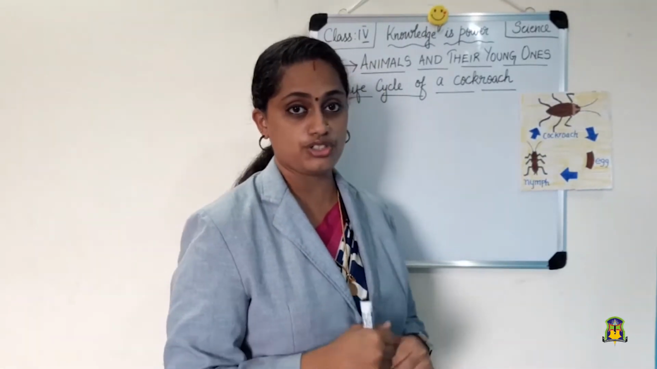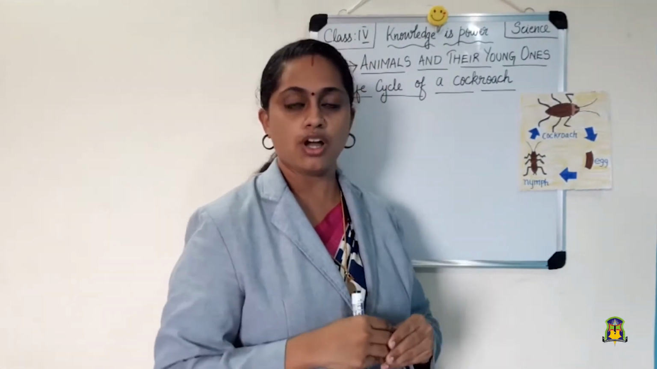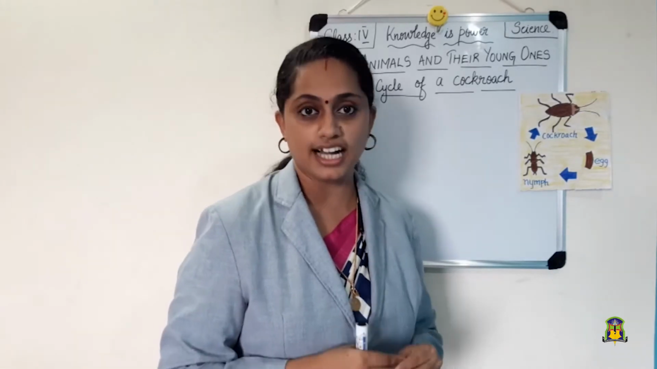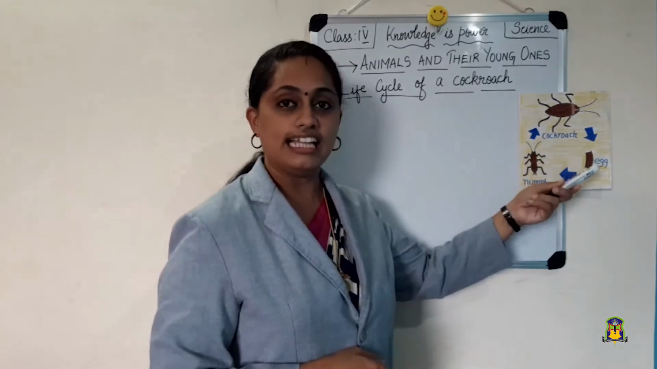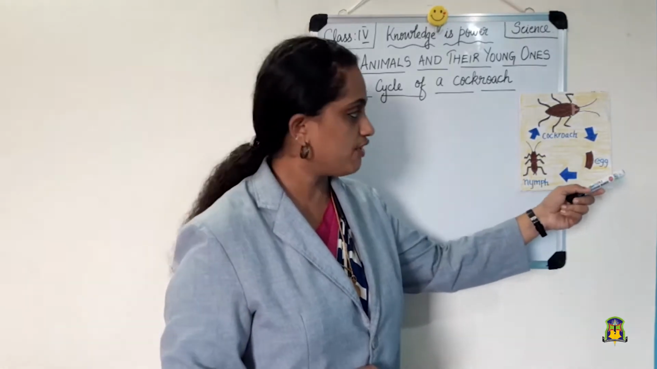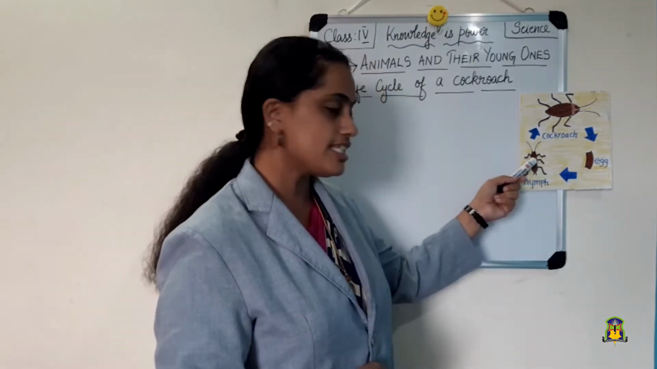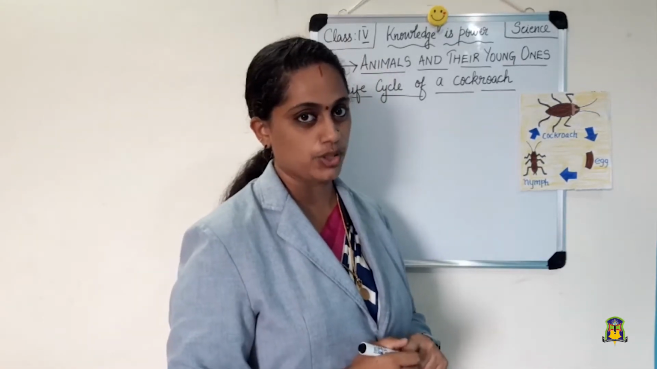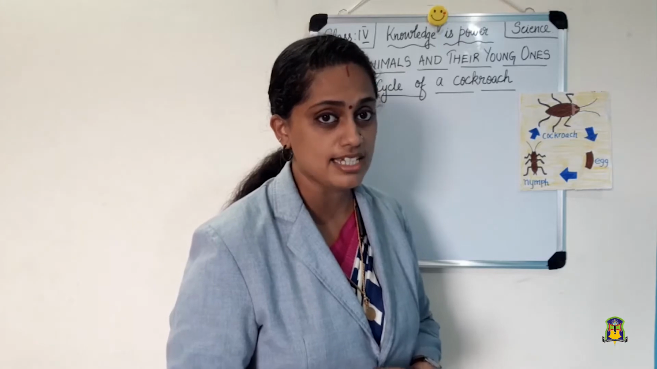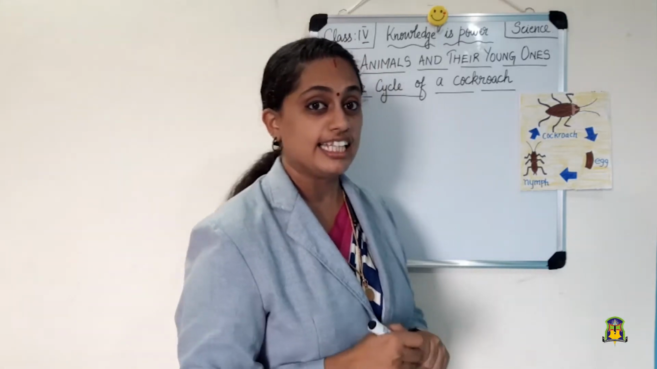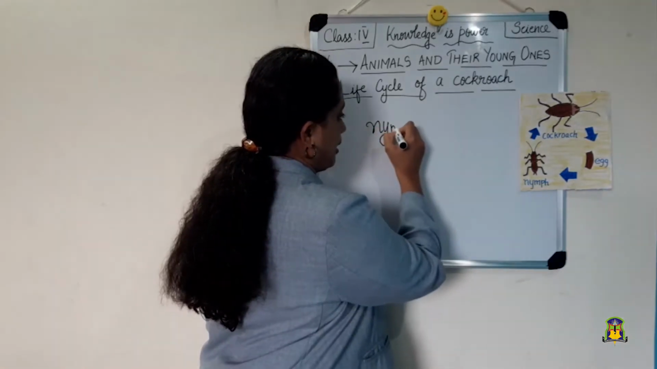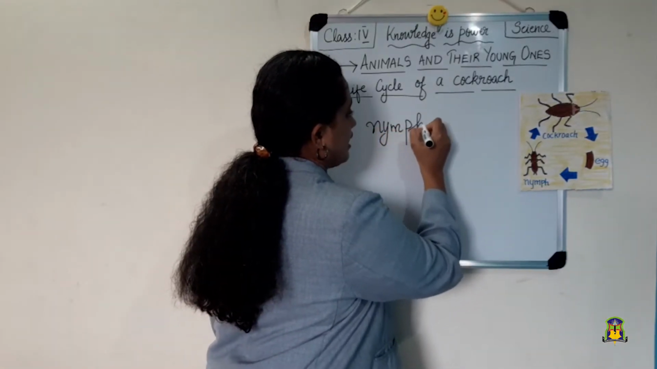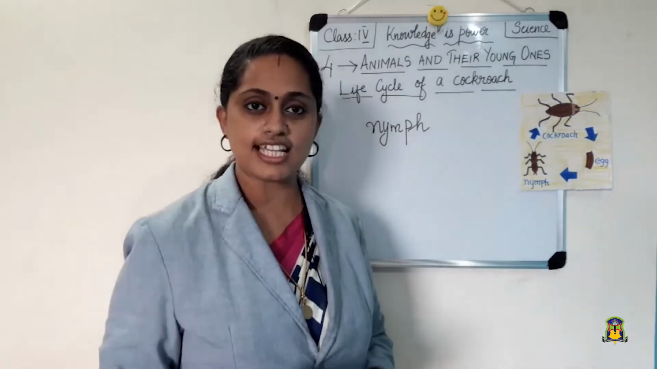How do cockroaches reproduce? By laying eggs. Yes, the adult cockroach lays eggs. So from these eggs, who is coming out? The baby cockroaches will be coming out. Do you know what its name is? It is called a nymph. N-Y-M-P-H. It is called a nymph.